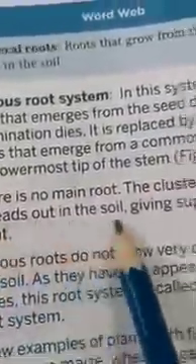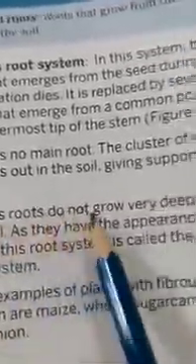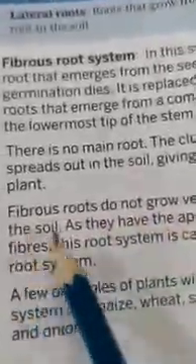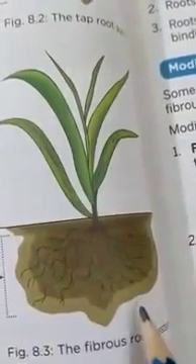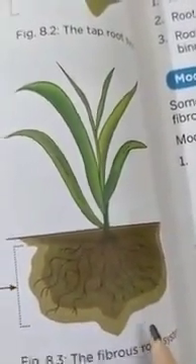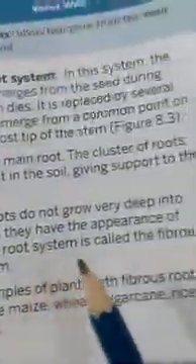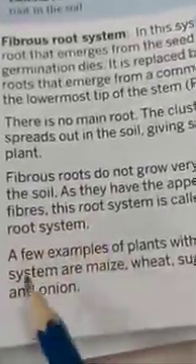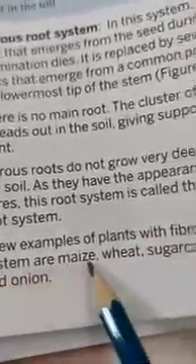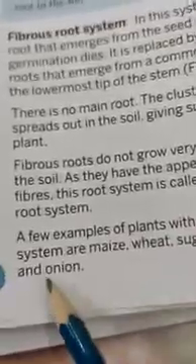That cluster of roots spreads out in the soil, giving support to the plants. Fibrous roots do not grow very deep into the soil as they appear like fibers. They are very thin and fiber-like roots. This root system is called the fibrous root system. A few examples of plants with fibrous root systems are maize, wheat, sugarcane, rice and onion.